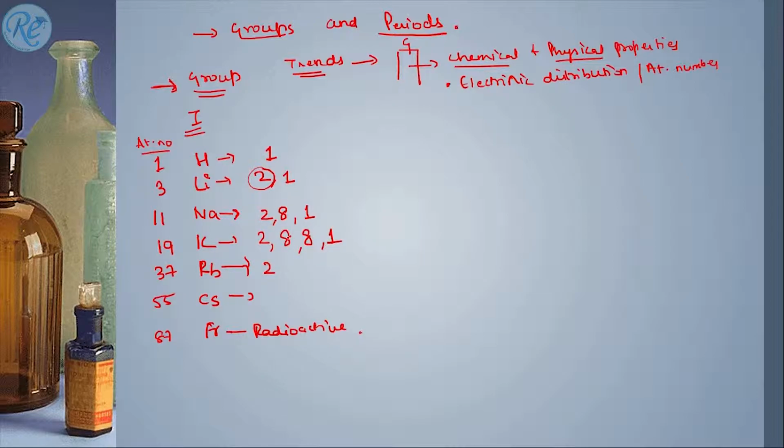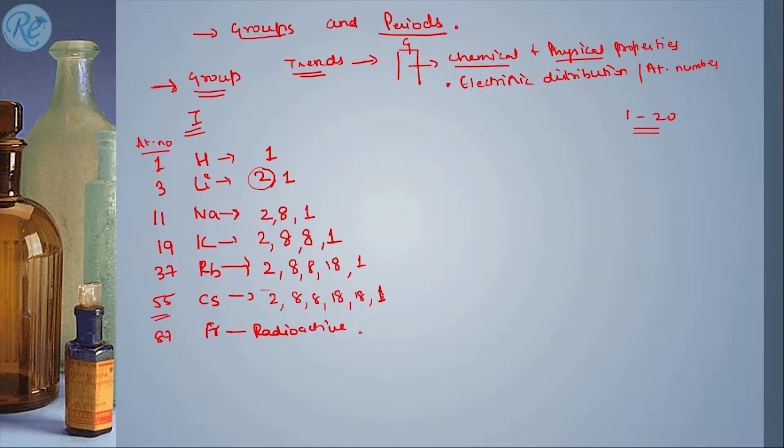Now you need to practice writing the electronic configuration of at least elements from atomic number 1 to 20. 2, 8, 8, 18 and 1. 2, 8, 8, 18, 18 and 1. If you add these, you will get 55. That is the atomic number. Now, can you find a trend?